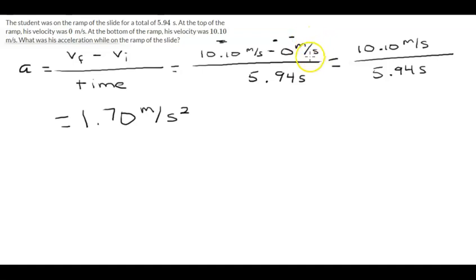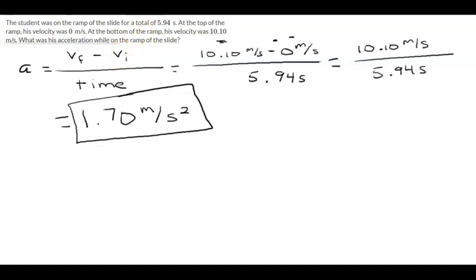Because my seconds don't cancel here, so it's meters per second squared. So that means every second that goes by, this person changed their speed or increased their speed by 1.70 meters per second.